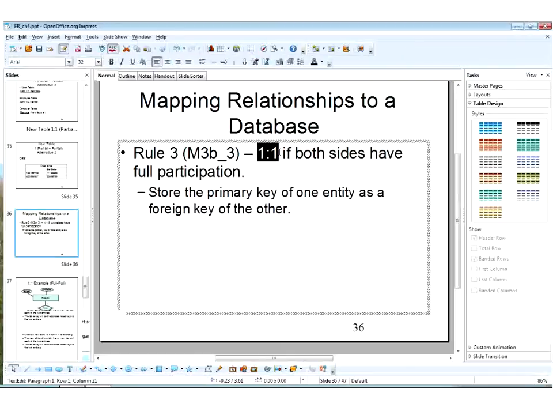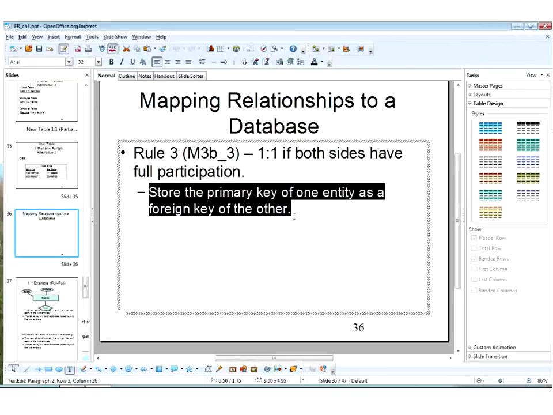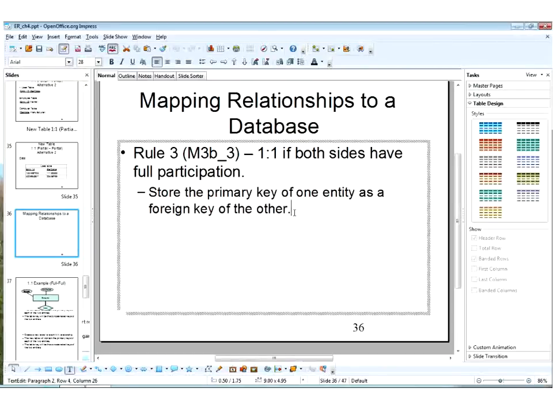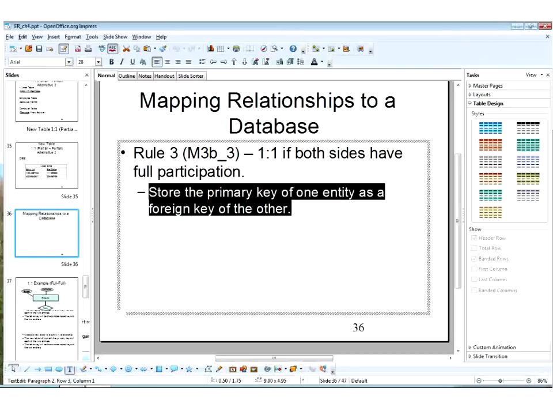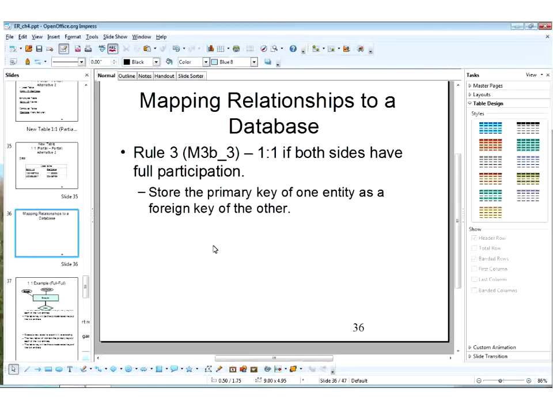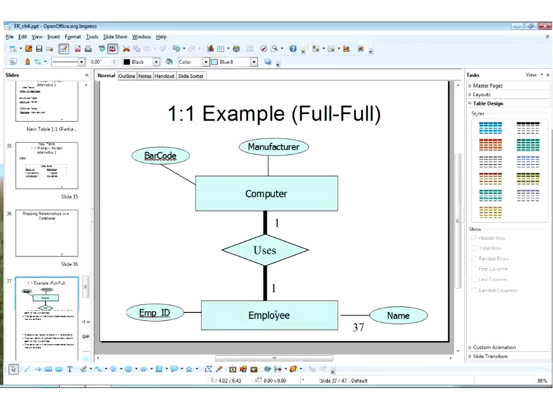And now if we have a one-to-one with full, it doesn't matter. We won't have null values, and we can just go ahead and stick a primary key of one of them into the other one. Okay, if we have a one-to-one relationship with full participation on both sides, like we do here: an employee must use one and only one computer. A computer must be used by one and only one employee. So again, I'll make an intermediate table, and it will consist of barcode and emp ID, and they'll both be part of the primary key.